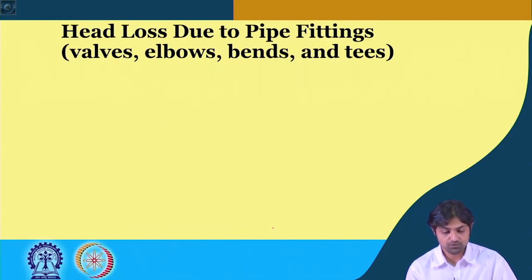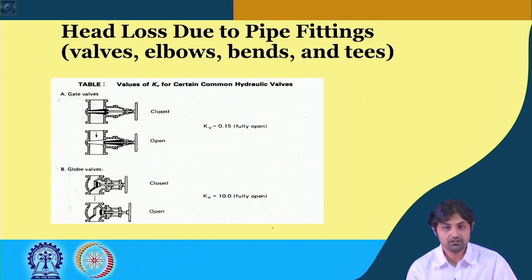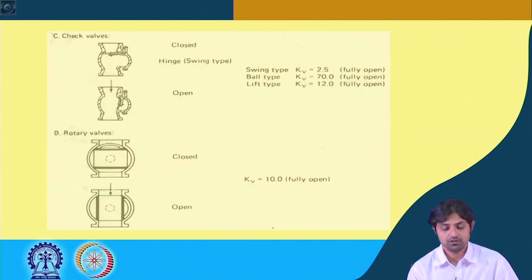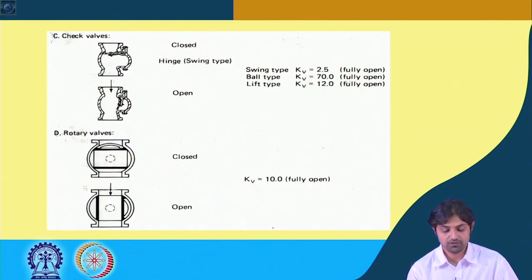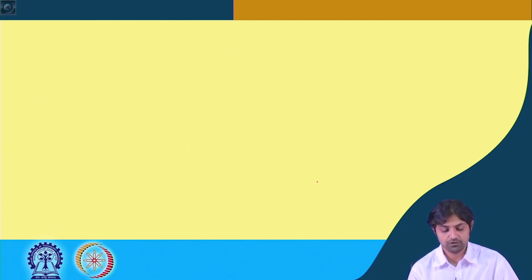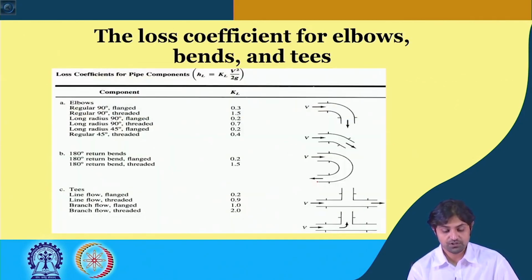So there are head losses due to the pipe fittings, different types, and you will be provided with these values. Everything will be K, all the minor losses of the form K into V square by 2g. So if there is a closed valve, there is open valve, there are losses of the order of 10.0 if the valve is fully open. So the loss coefficients have been summarized here for elbows, bends and T's. You see 0.3, 0.1, 1.5, 0.2, 0.7, 0.2, 1.5, 0.2, 0.9, 1, 2.